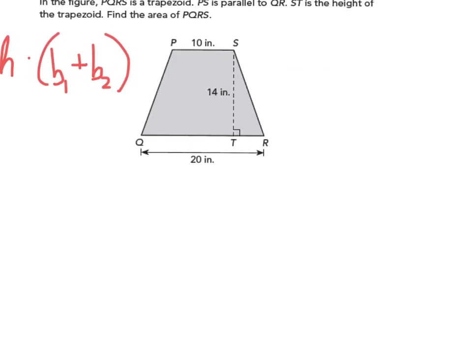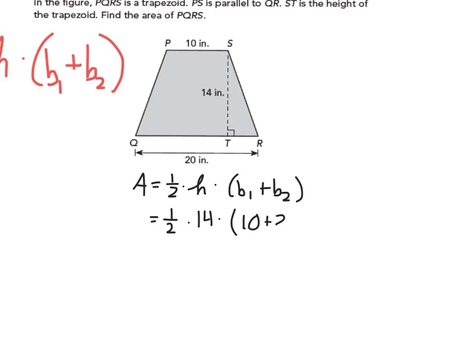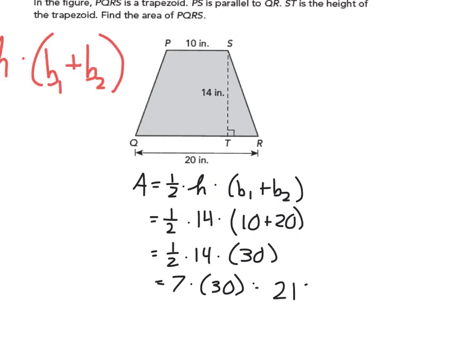We look over at the other one. It's exactly the same, different numbers though. We know the area is going to be 1/2 of its height between the two bases times the two bases added together. So that's 1/2. Its height is 14. Its bases, when added together, will be 10 plus 20, which is 30. Half of 14 is 7, and 7 times the remaining 30 will give us an area of 210 inches squared.